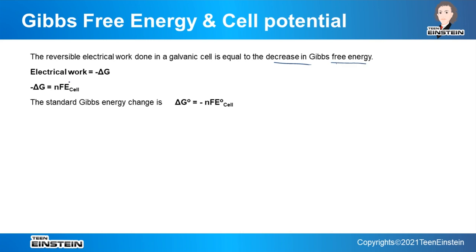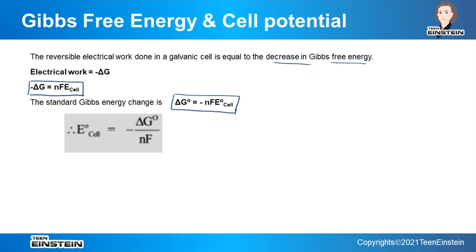From these two relations, in the previous slide we have seen electrical work done is nFE cell, and electrical work is also minus del G. So minus del G will be nFE cell. And if the conditions are standard, then it will be replaced by del G naught equals minus nF E naught cell. The negative sign you can keep on the left hand side or right hand side, that is not important. But this is the relationship between del G and E, and when it is standard condition, there is a naught sign.